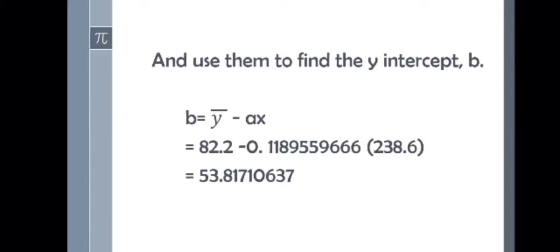and use them to find the y-intercept b. So hinahanap natin naman dito is ang y-intercept. So i-apply natin yung value ng y mean and x mean. So, di ba ang value ng y mean natin is 82.2, and the value of a natin is 0.1189559666. So, ang value naman ng x mean natin is 238.6. So, ang gagawin natin is i-calculate natin yan. So, ang lalabas is 53.81710637. So, yan yung magiging y-intercept natin.